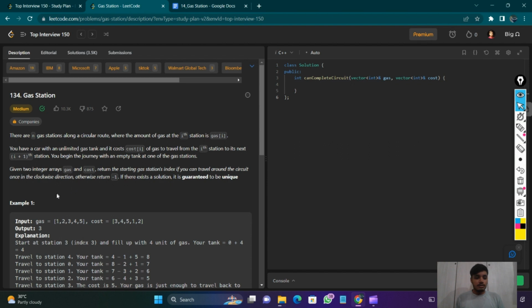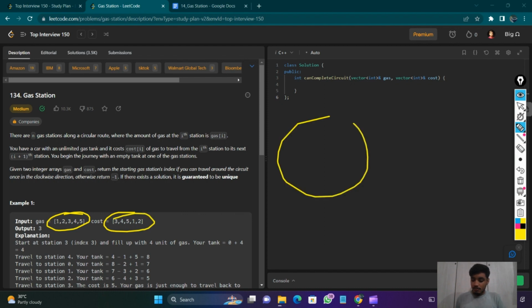This question states that we are given an integer array gas and an integer array cost, and let's assume it is in a circular path. So gas is in a circular path. These are all stations to refill our car, and we are given the cost. Cost is the amount of gas required in our car to move from one index or one station to another station.